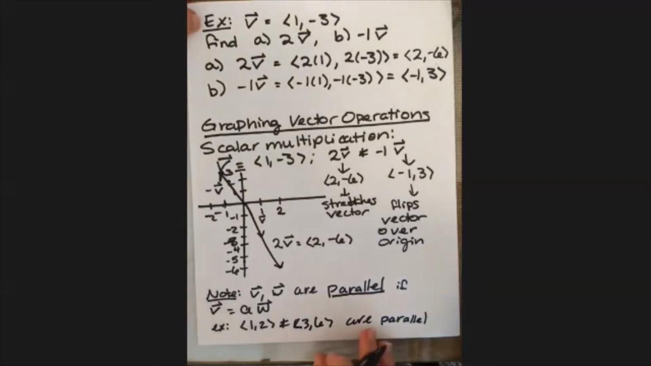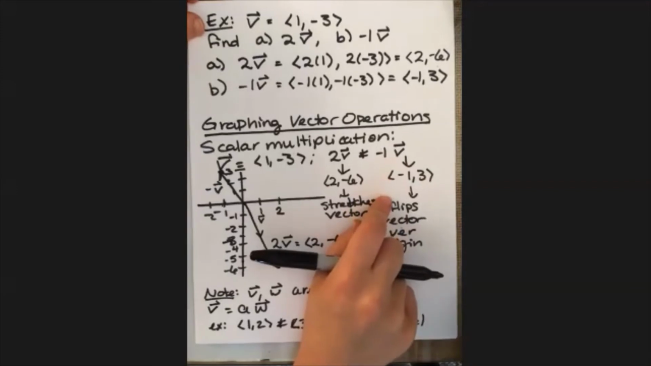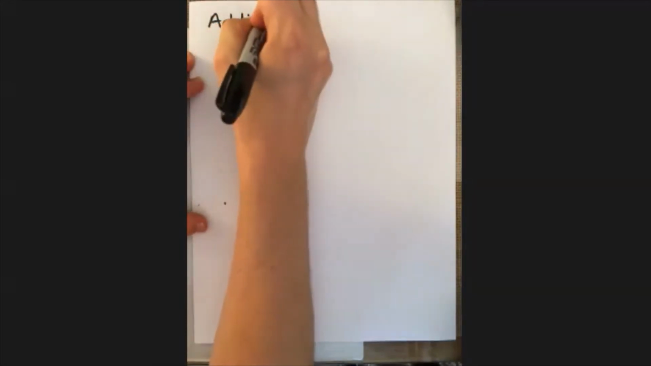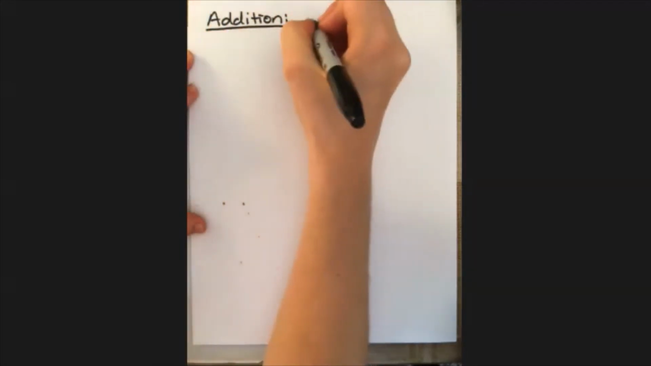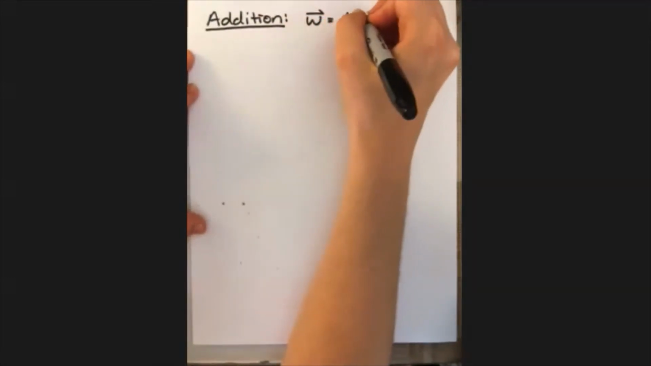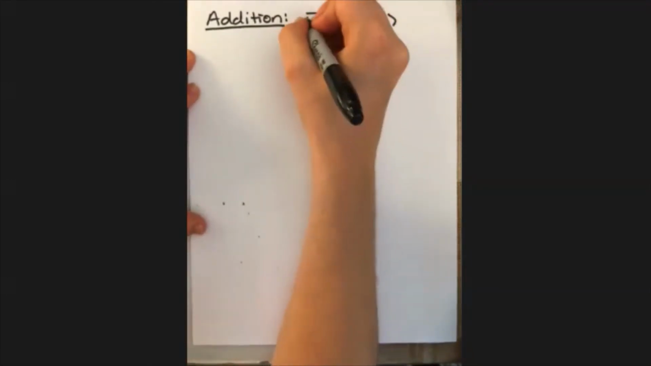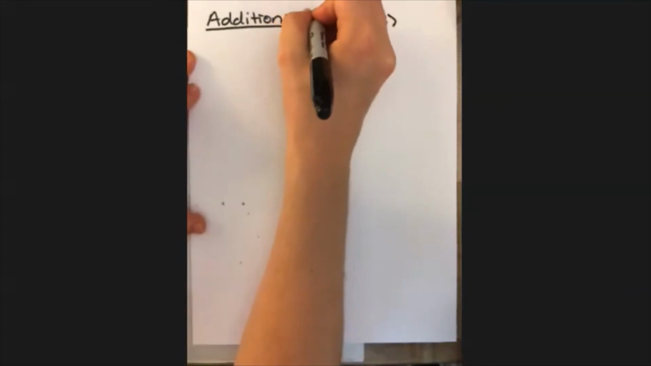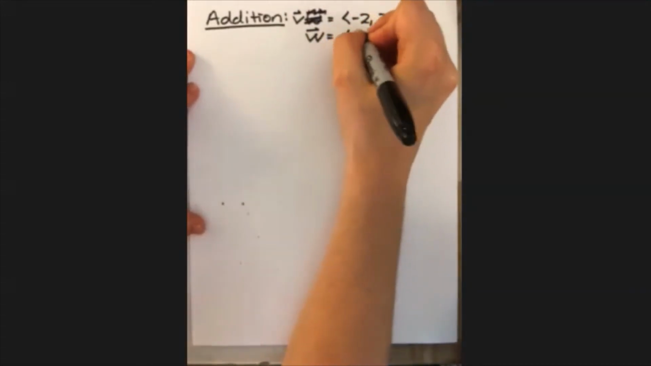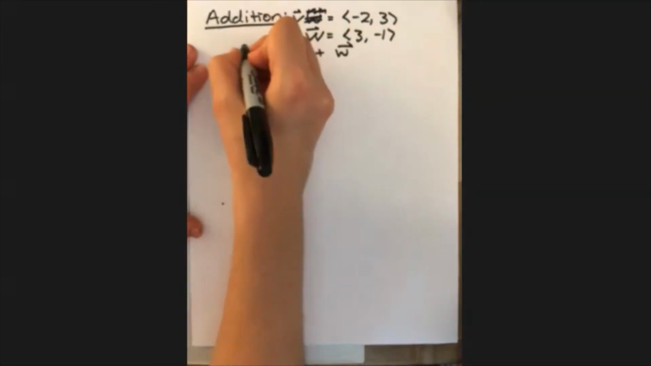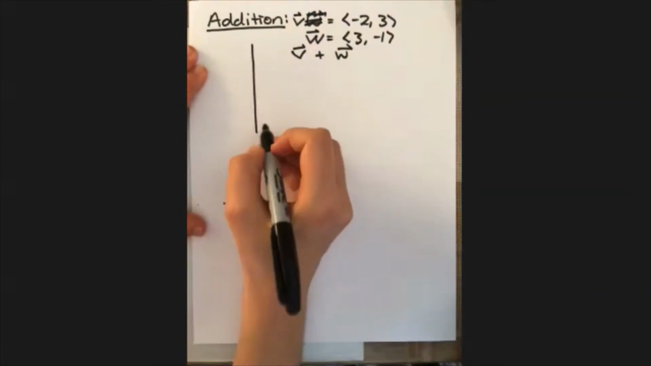Now this idea with scalar multiplication and working with this negative here is going to come into play when we do our addition or when we do our subtraction in particular. So now I'm going to show you just a graphing interpretation of addition and subtraction. So we're going to go back to those same vectors that we used before. That should be v. This guy is w. And we want to find v plus w. Here is our coordinate plane.